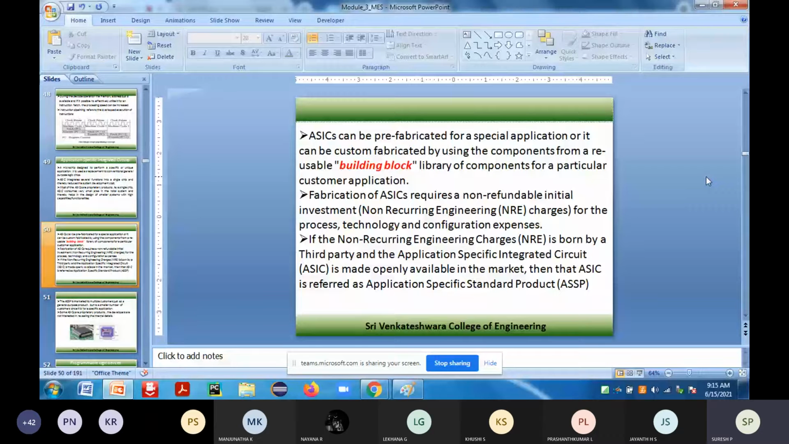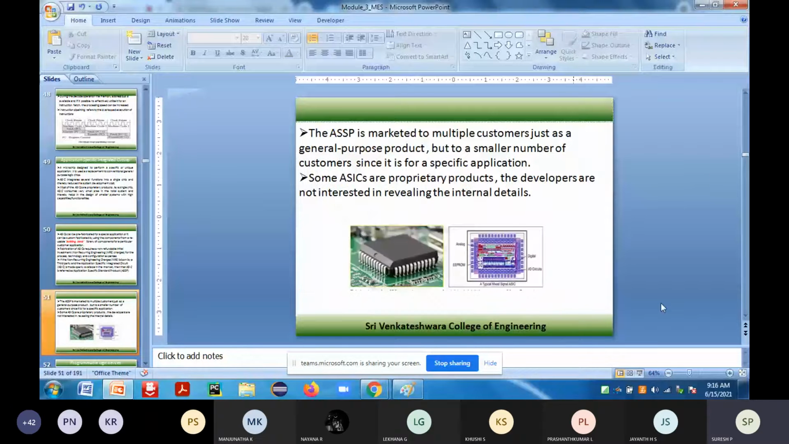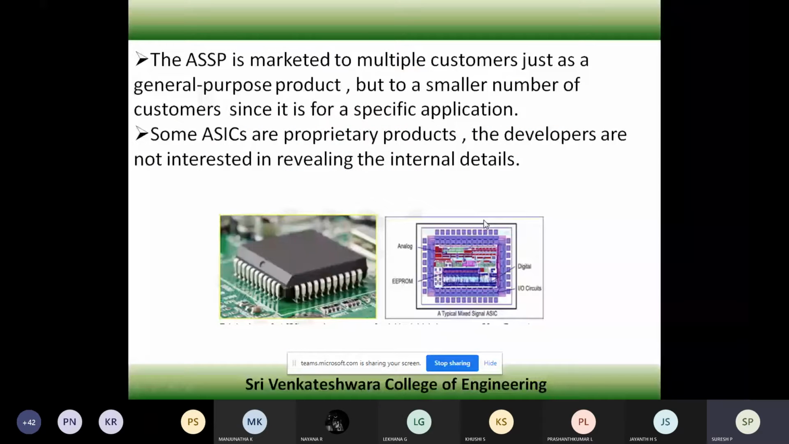You are going to call it that when the third party is investing the money on your research. When the third party is involved in investing the money on your research, then that particular type of product is called an application specific standard product. Now, the ASSP is basically marketed to multiple customers, just like the general purpose product, but to a smaller number of customers, since it is for a specific application.